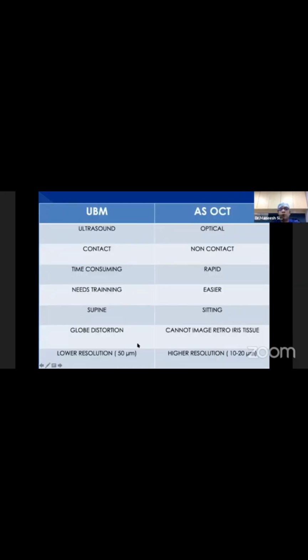A quick comparison between UBM and ASOCT. UBM is ultrasound, compared to optical, which is anterior segment OCT. UBM is contact, compared to ASOCT, which is a non-contact procedure. UBM needs training. It's not easy. Sometimes you can injure the cornea. You need to practice. Compared to UBM, anterior segment OCT is far easier and less demanding.